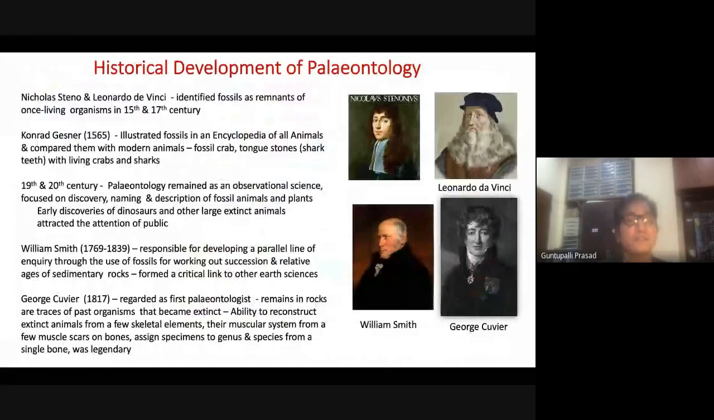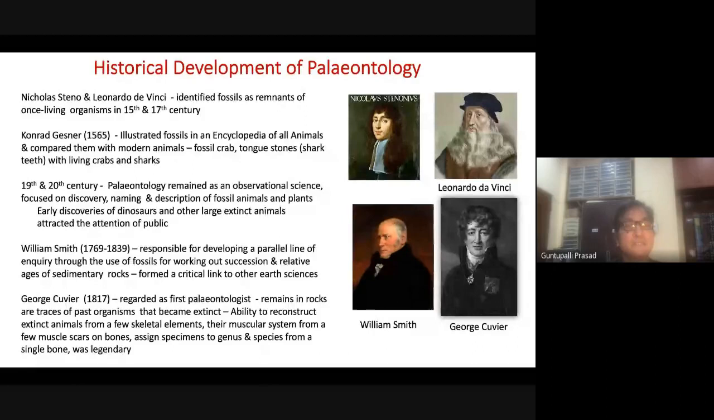You're welcome. Okay. So if you look at the development of paleontology, in fact, the fossils were identified as early as in the 15th and 17th century by Nicholas Steno and Leonardo da Vinci. But even before that, Konrad Gesner illustrated many of these fossils in an encyclopedia of animals, and he compared them with modern animals, like the fossil crab with a modern crab, and the tongue stones of sharks with the sharks. At that time shark teeth were considered as tongue stones, and they were compared with the modern sharks. So although he had no idea about evolution, he could understand that these are the remains of organisms.